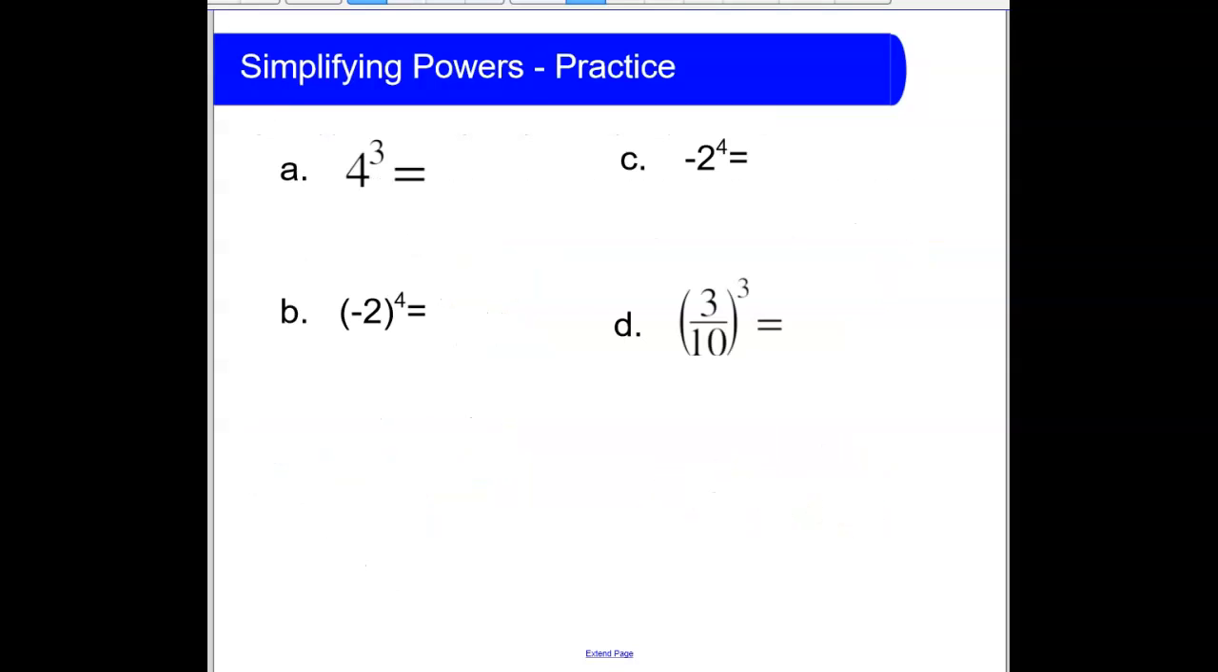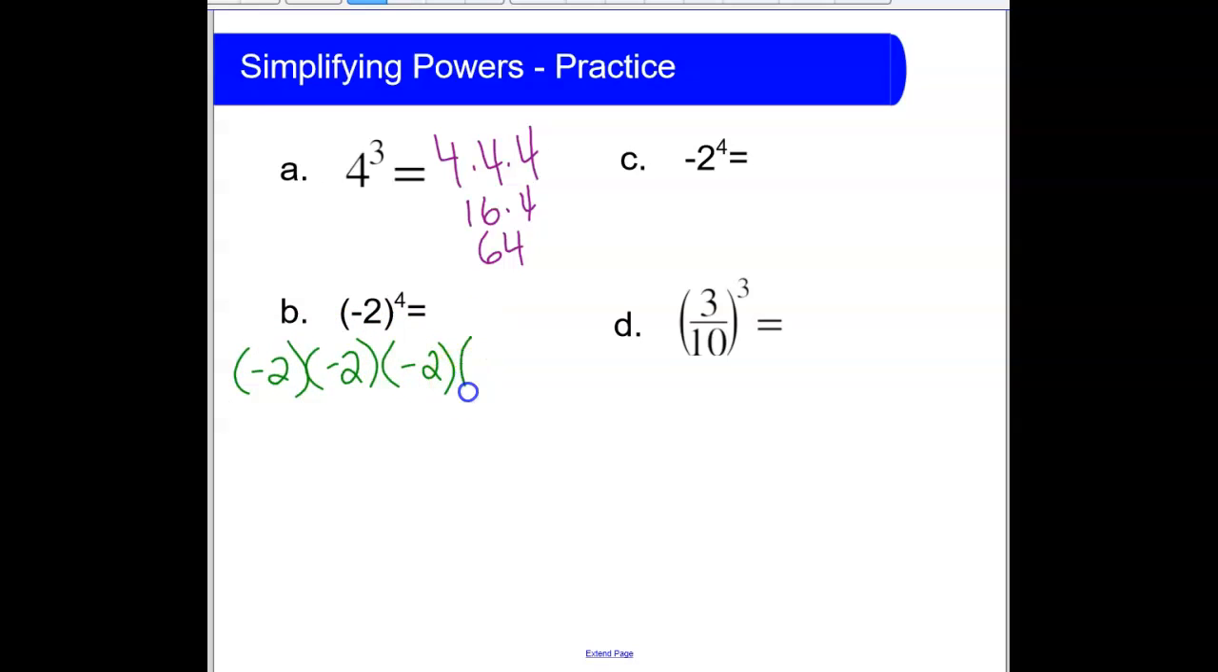Here are some for you to practice on your own. 4 to the third power means 4 times 4 times 4. 4 times 4 is 16, and 16 times 4, that's going to be 64. Let's look at B. This quantity, -2 to the fourth, -2 times -2 times -2 times -2. -2 times -2, +4, -2 times -2, +4, 4 times 4, +16.